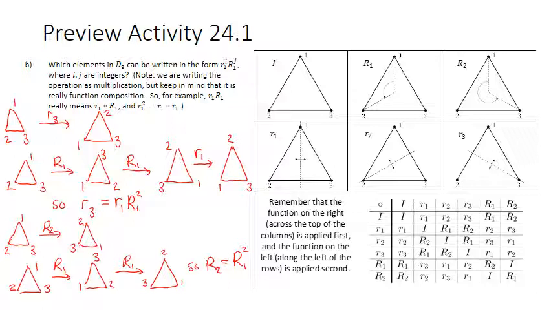Okay, and then finally, how do we do the identity? I hope it's clear to you that to do the identity, you just need to do R1 3 times. If you do it 3 times, you'll come back to where you started. Okay, so that gives us all 6 different elements written in this particular form, where we have little r1 to the i and big R1 to the j.